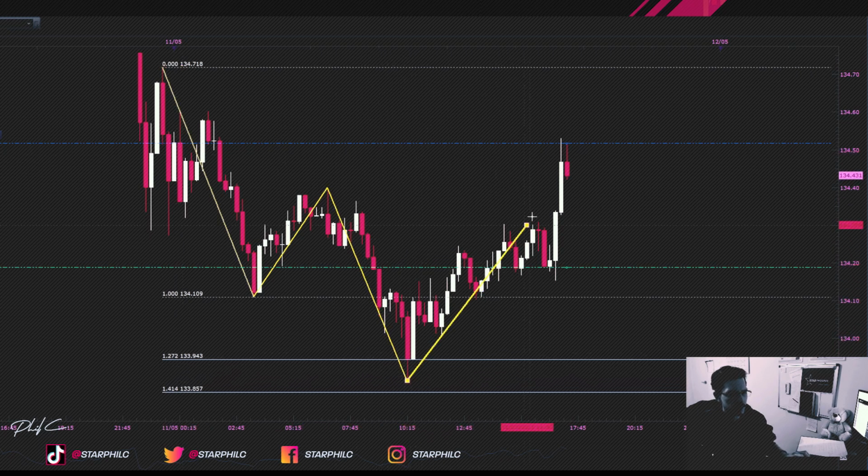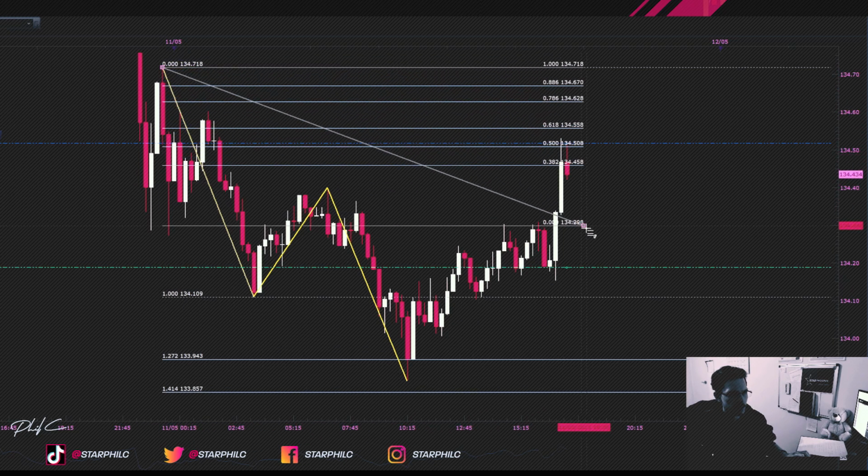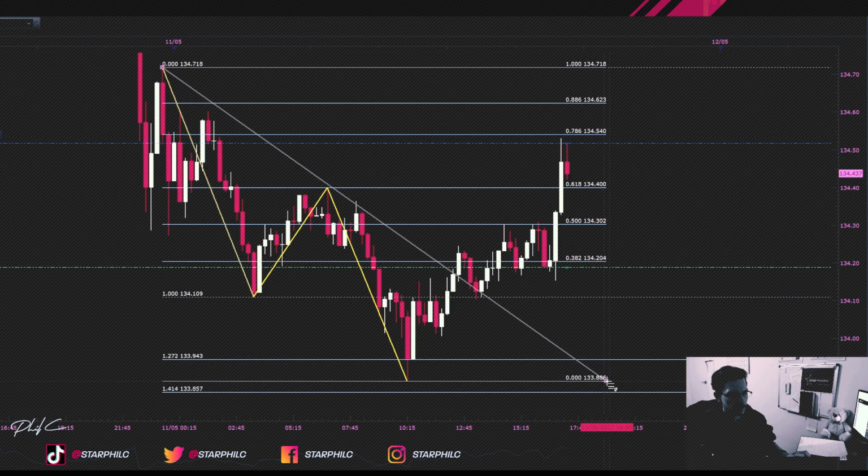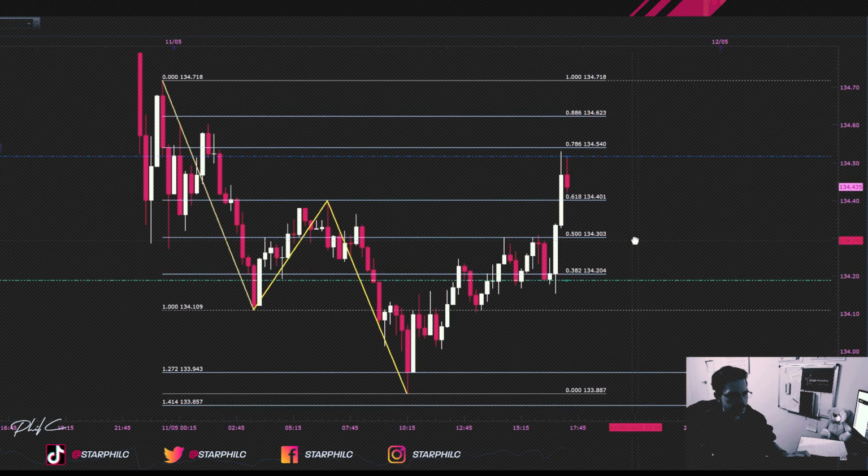So CD completion all the way up into a 786 Fibonacci retracement from this swing high all the way down to this swing low. Okay, so this move all the way down to here. Once we draw the Fibonacci retracement tool, we're looking for a CD completion all the way up into a 786, which we get right here.